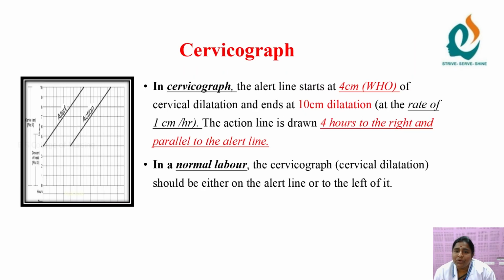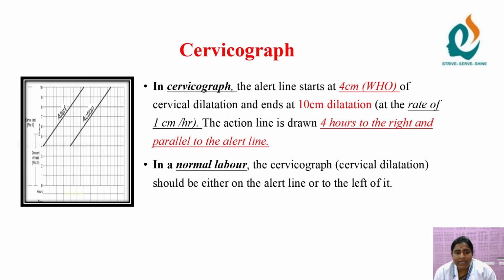So what is the cervicograph? Cervico does not mean the cervix graph. It is how the cervical dilatation happens, plotted in a graph. Before going into that, we should know what the alert line and action line are. If you see the picture, you will understand. The alert line starts from 4 centimeters, according to WHO, and continues till full dilatation of the cervix, at the rate of 1 centimeter per hour.